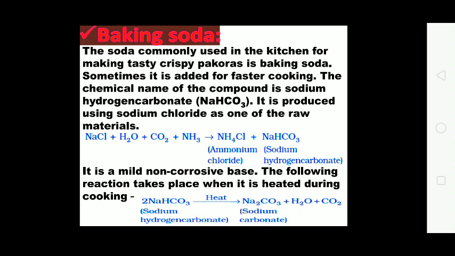Sodium bicarbonate is actually a mild non-corrosive base, and when we add it into any food item on heating, what does it produce? Let's see. Sodium bicarbonate, when heated, produces sodium carbonate plus water plus carbon dioxide. So keep one thing in mind here: the carbon dioxide which is produced during the heating of sodium hydrogen carbonate makes the food item fluffy.